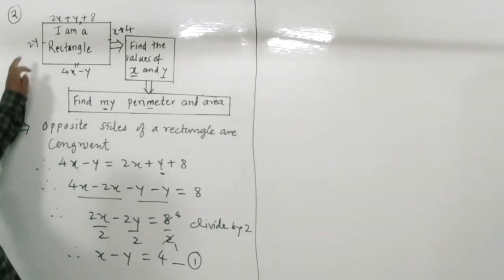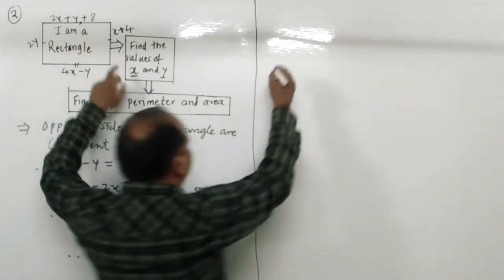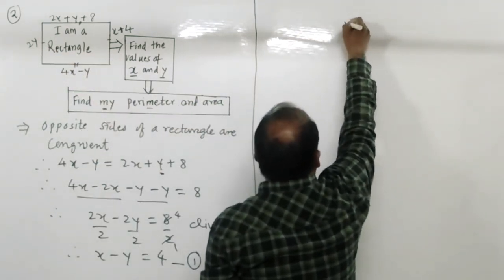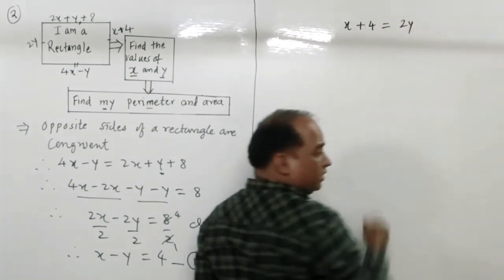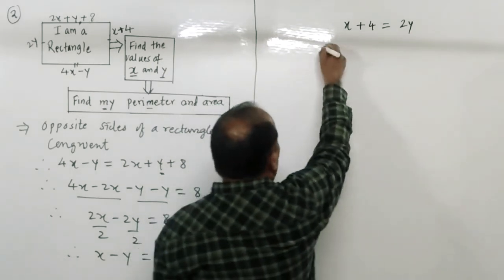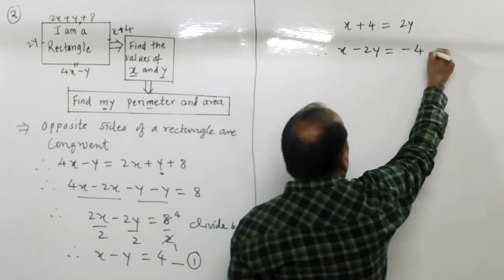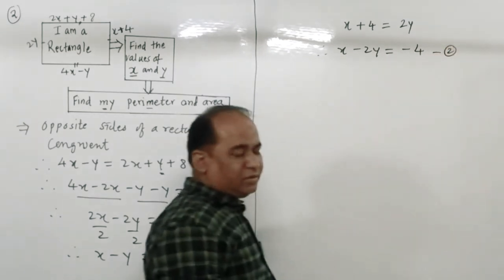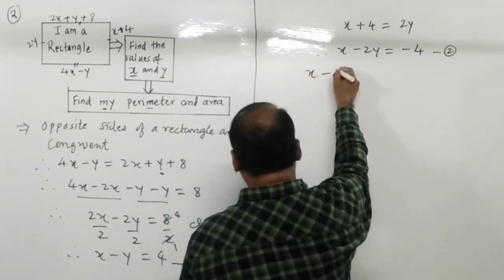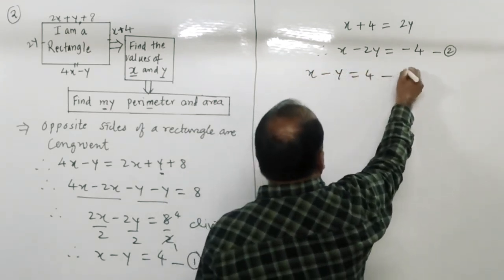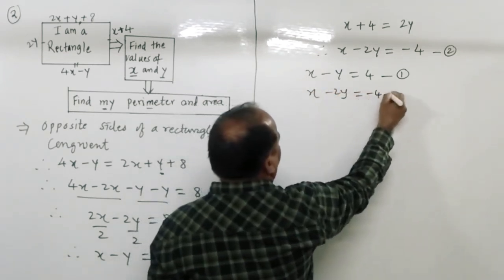Now the second condition is that the breadths of the rectangle are equal. So we'll get here x plus y is equal to 2y. Therefore, x minus 2y is equal to minus 4. Equation number 2. Now take these equations 1 and 2 together. x minus y is equal to 4, equation number 1, and x minus 2y is equal to minus 4, equation number 2.